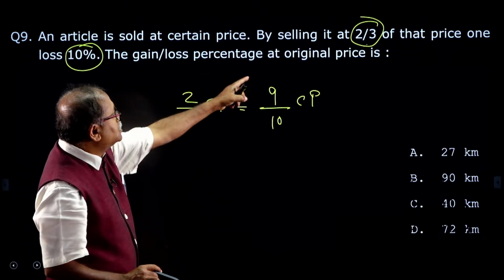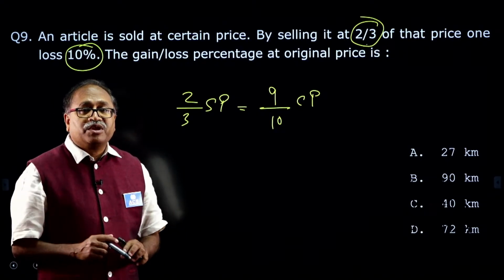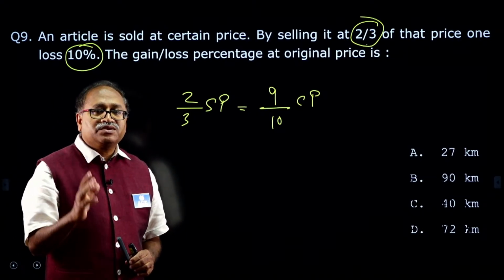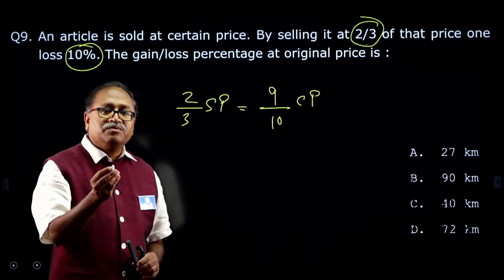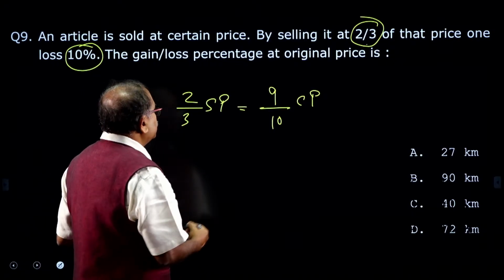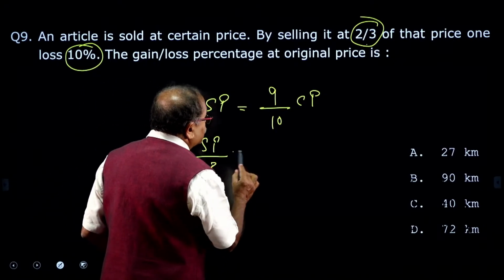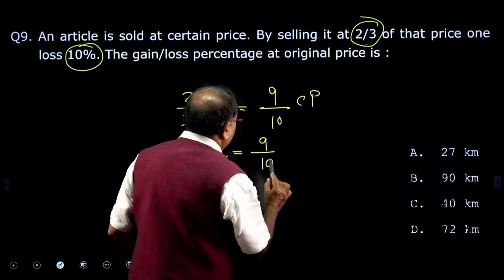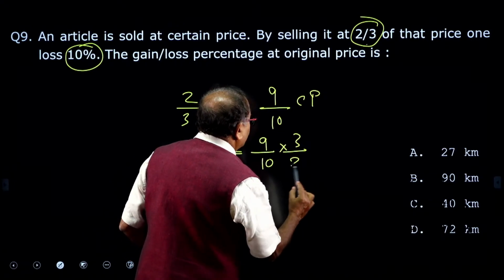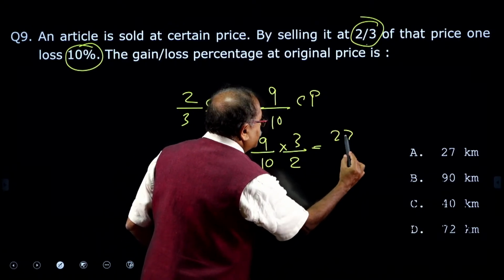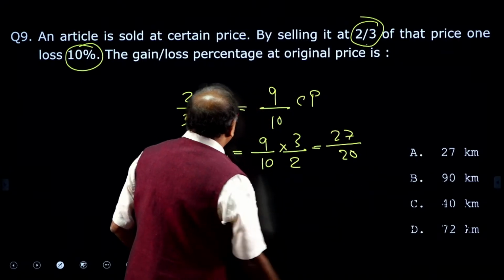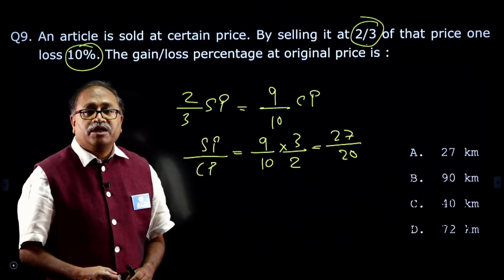Now, the gain or loss percentage in the original price. This is a question based on the ratio of selling price and cost price. So, what is the selling price by cost price? Selling price by cost price is equal to 9/10 into 3/2, and in this way I get 27/20. Am I right, my dear friends?